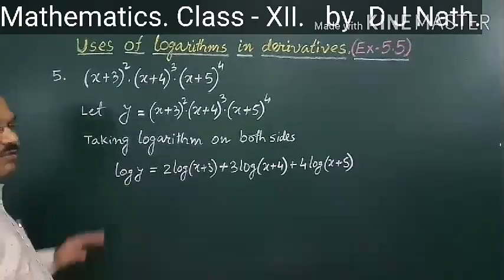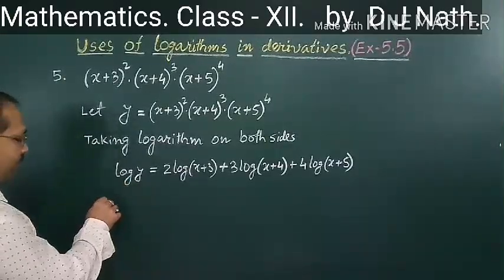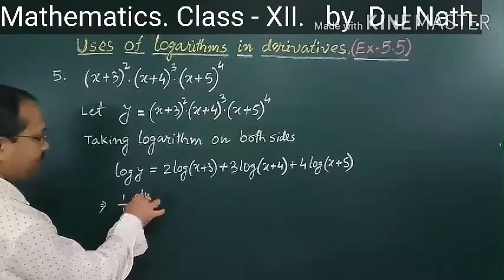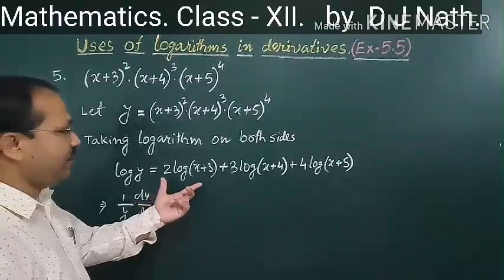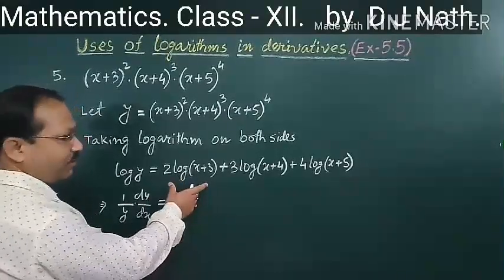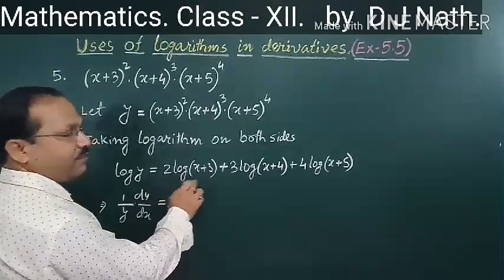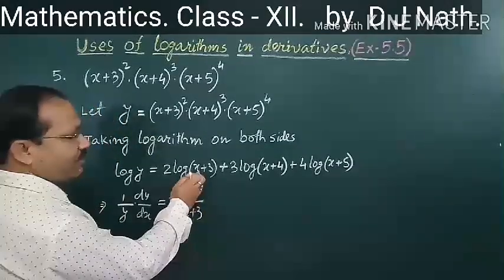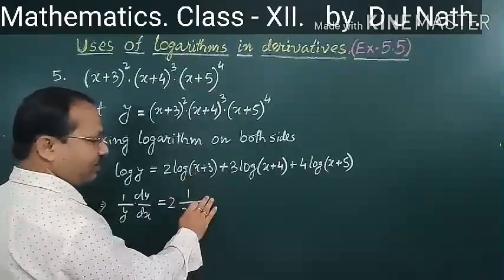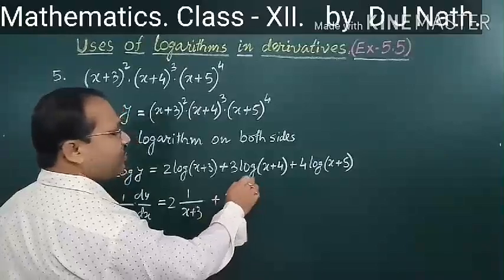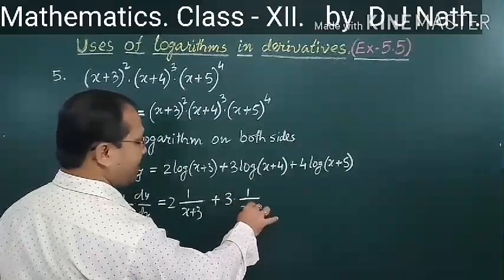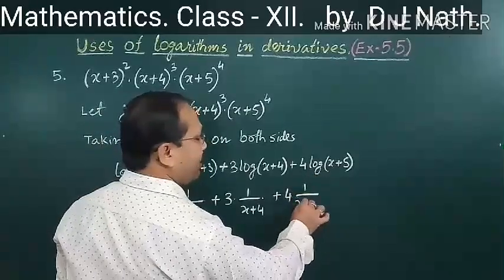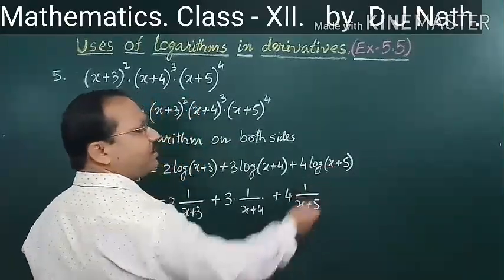Differentiating both sides with respect to x, it will become (1/y) dy/dx is equal to, the constant will remain, and the derivative of log x is 1/x, so it is 2 into 1/(x + 3), and since it is x + 3, the derivative of x + 3 is 1 only, plus 3 into 1/(x + 4) into 1 only, plus 4 into 1/(x + 5) into the derivative of x + 5, which is 1.